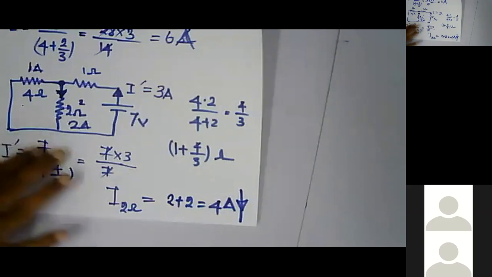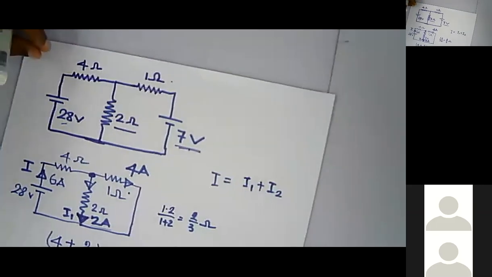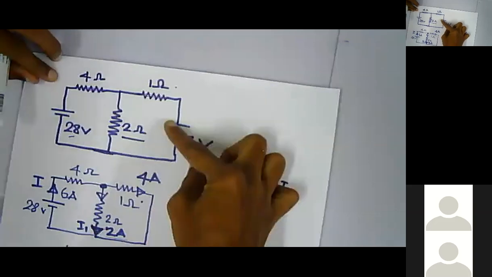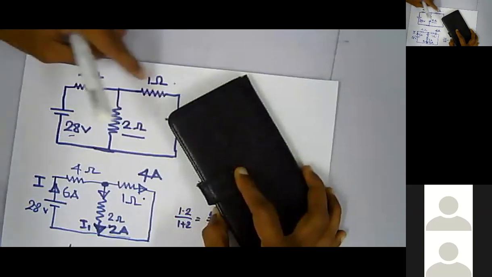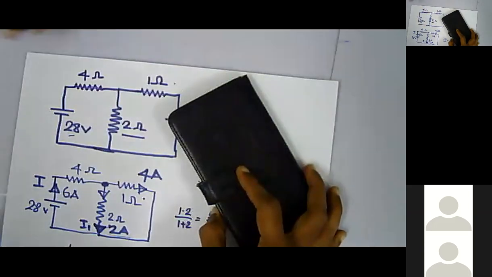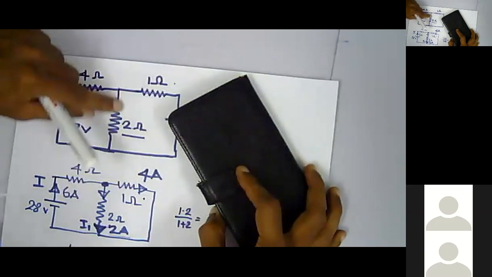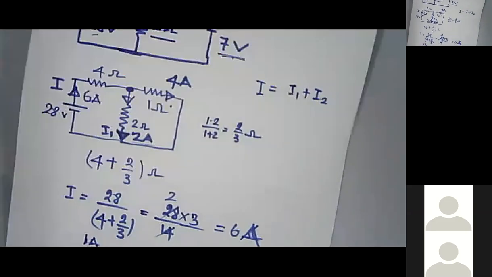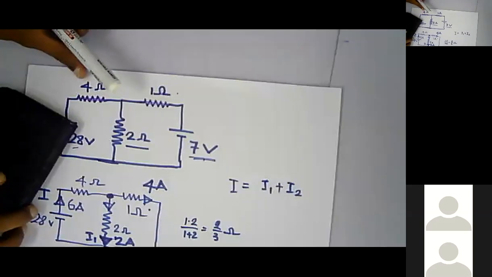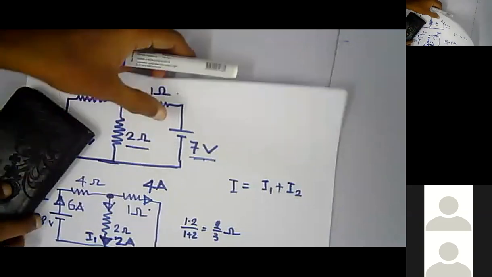Clear, right? So this is actually the superposition theorem. What you are doing is you are short circuiting a battery first, and then you are doing the analysis. You are using Kirchhoff's current law, voltage law, and Ohm's law to calculate the current through the particular branch, and then you are doing the same analysis with the other battery short circuited, and finally you have to add both together, right?